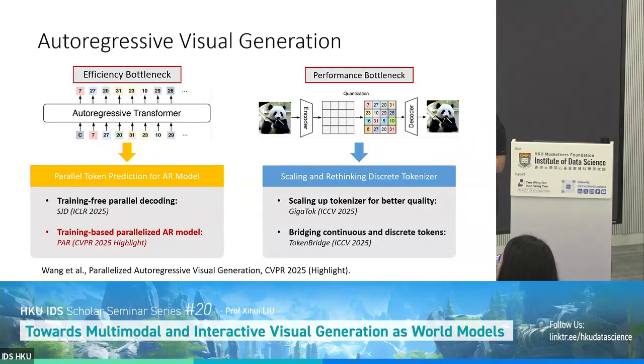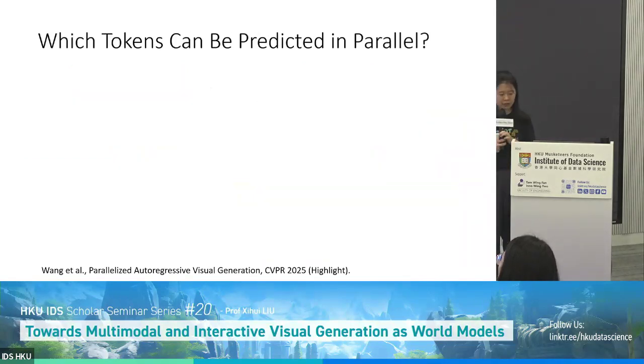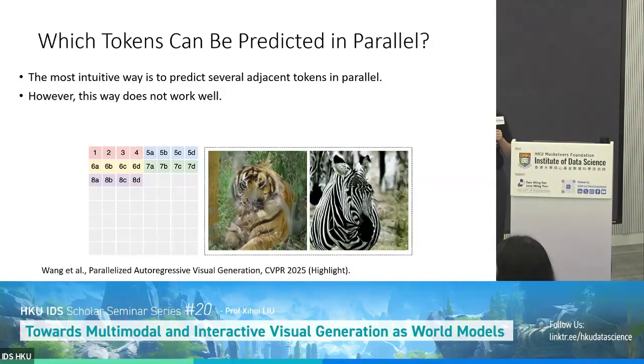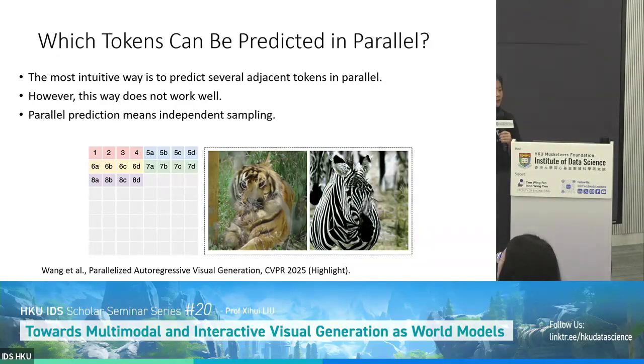So in today's talk, I will mainly talk about two of these works. The first one is parallel prediction. The most straightforward thought for parallel prediction will be like this. We just group the same color as a group and then predict 4 tokens at a time. But in some initial experiments, we found that this is not ideal because it will cause a lot of local inconsistency artifacts, and it will cause many artifacts in the generated images.